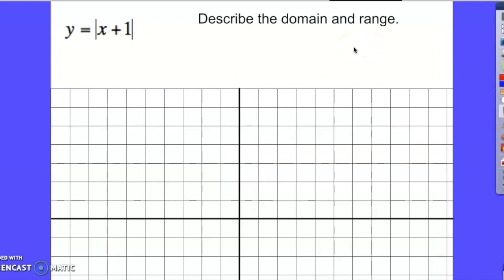So here we have an example of an absolute value function. So the first thing we're going to do is figure out what are our transformations. Since it's x plus 1 inside the brackets, it should be left 1.